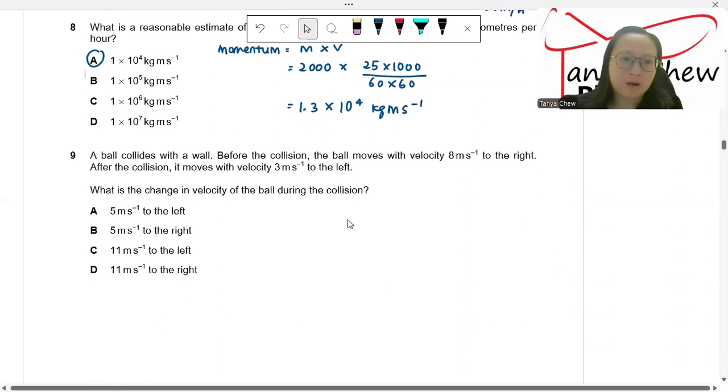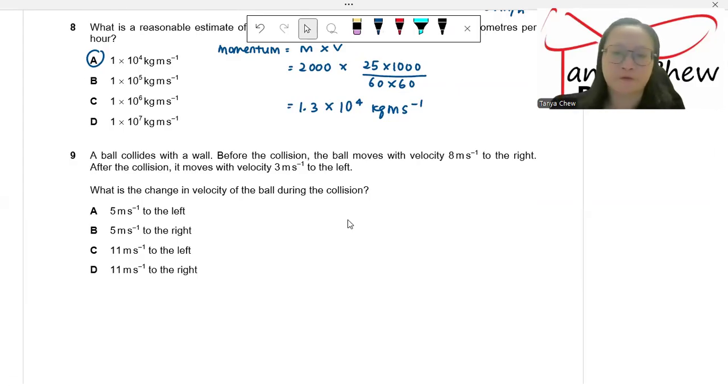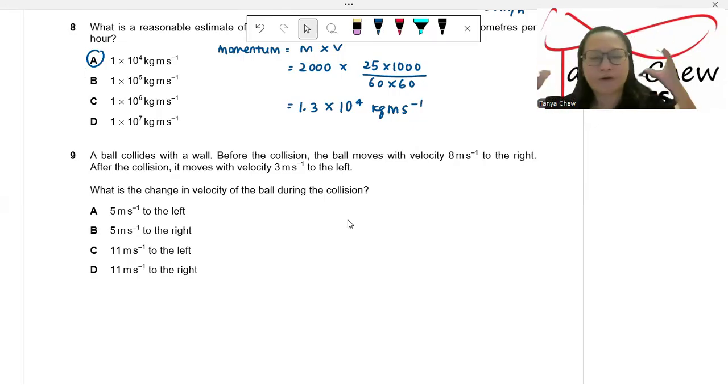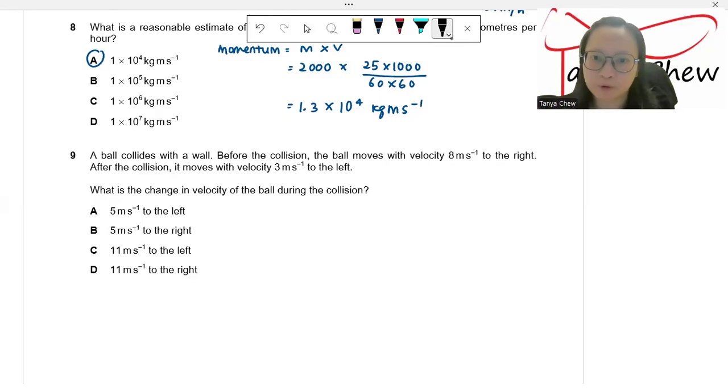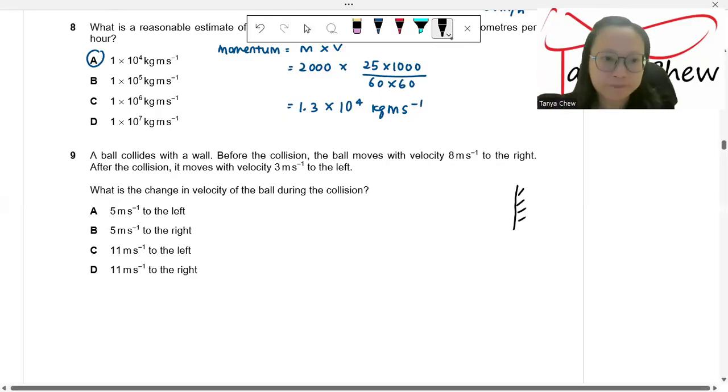Number 9, a ball collides with a wall. Before the collision, the ball moves with a velocity 8 meters per second to the right. After the collision, it moves with velocity 3 meters per second to the left. What is the change in the velocity of the ball during the collision? Now, when I see this type of question, it's very hard for me to imagine, put everything into my small little head here. That is why I prefer to sketch. I wasn't born to be an artist, but it's just that I sketch so that I can see better.